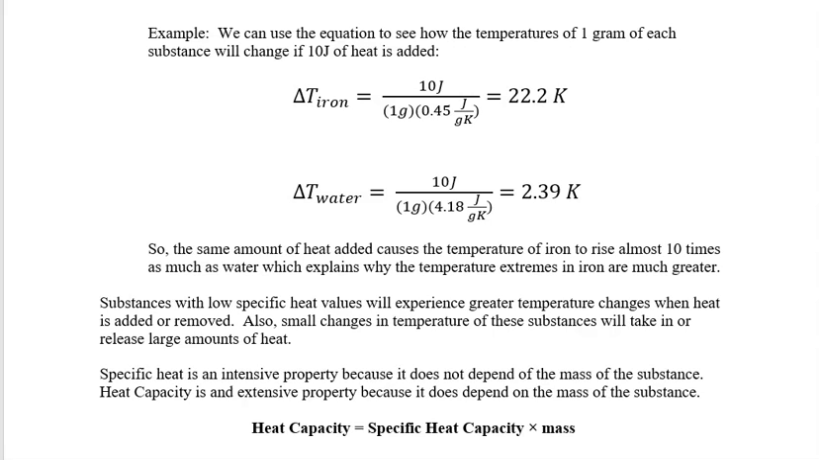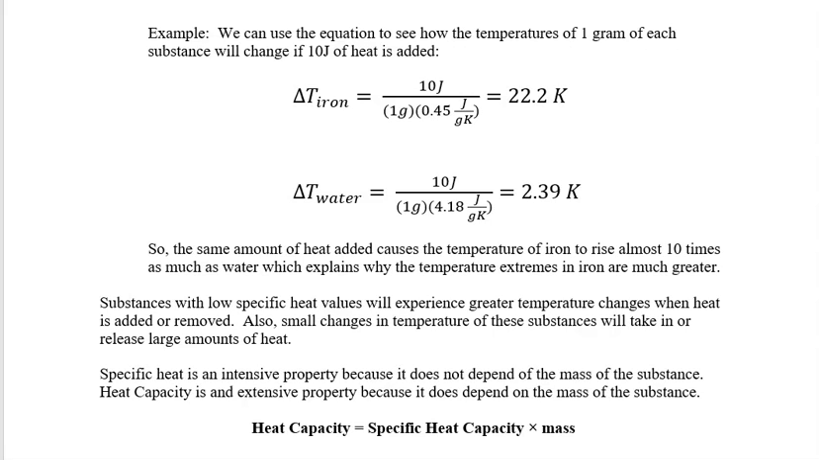So the iron goes up 10 times as much as the water. The same amount of heat added causes the temperature of the iron to rise almost 10 times as much as water, which explains why the temperature extremes in iron are much greater. Why the iron bar gets really hot on a hot afternoon and really cold on a cold morning. Substances with low specific heat values will experience greater temperature changes when heat is added or removed. Also, small changes in temperature of these substances will take in or release large amounts of heat.